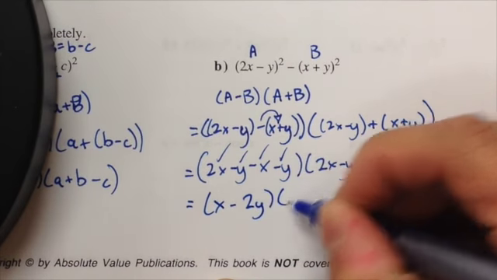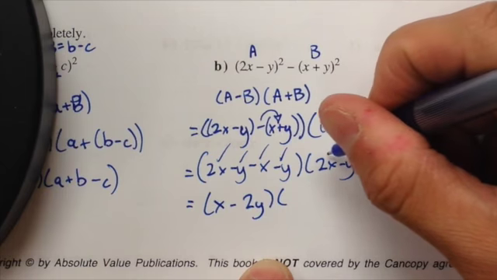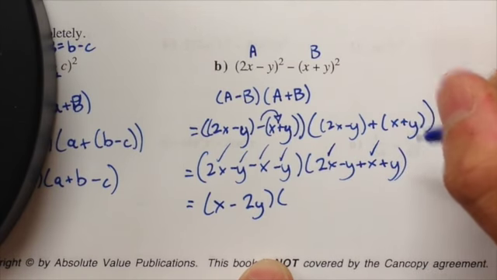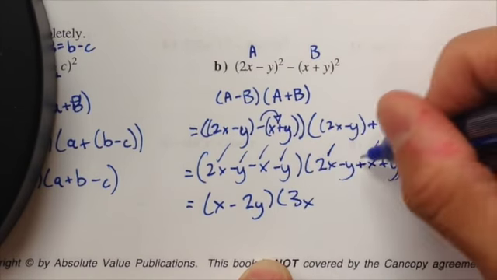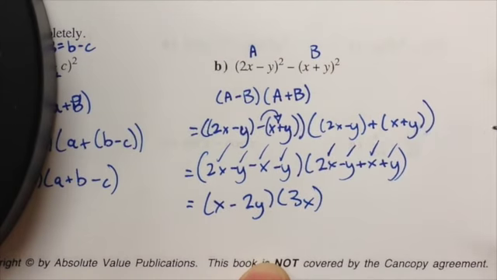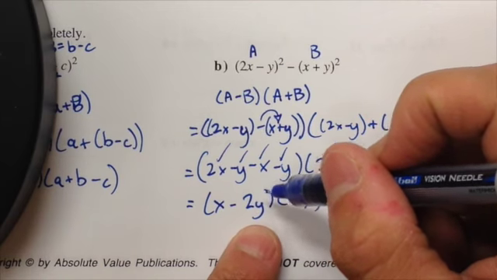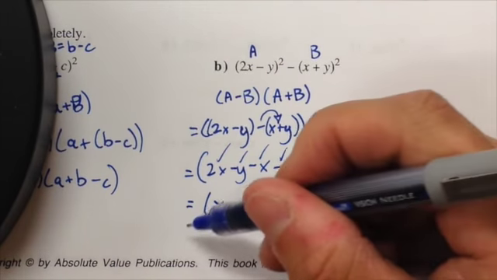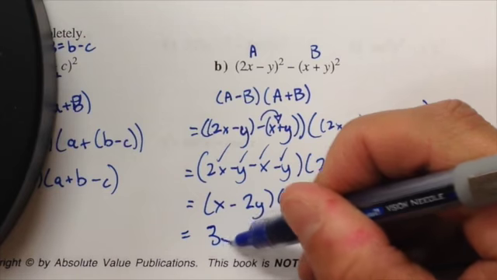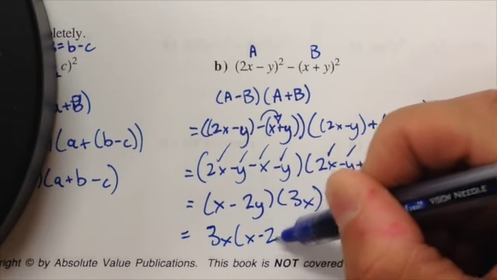And let's see what I have here. 2x plus x is 3x, and then negative y plus y cancels, and it's just 3x. And so I'm left with x minus 2y times 3x. And if you want, you can rewrite it like this: 3x times x minus 2y.